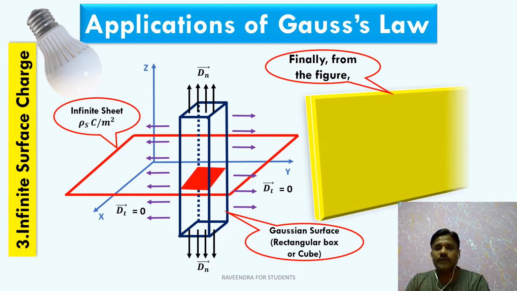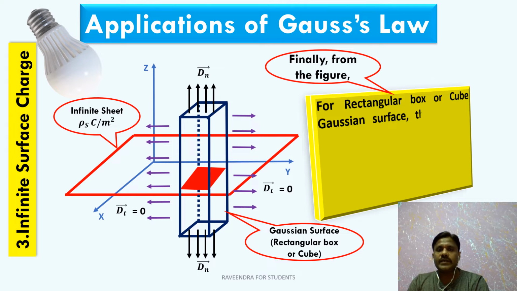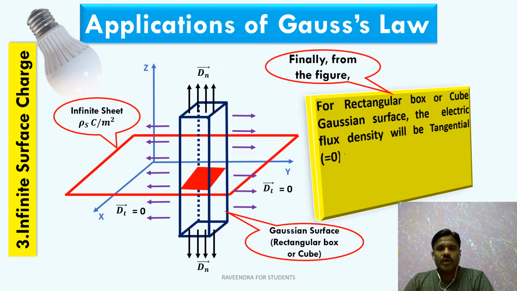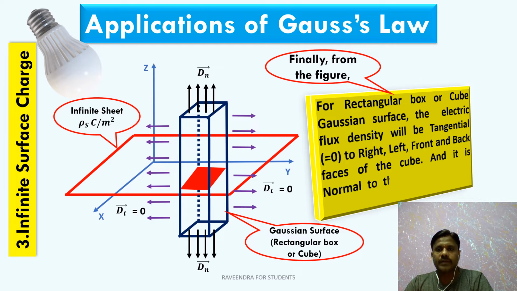Now, finally from the figure, what we can say is, for the rectangular box or cube Gaussian surface, the electric flux density will be tangential to the right, left, front and back faces of the cube, and it is normal to the bottom and top faces of the cube.